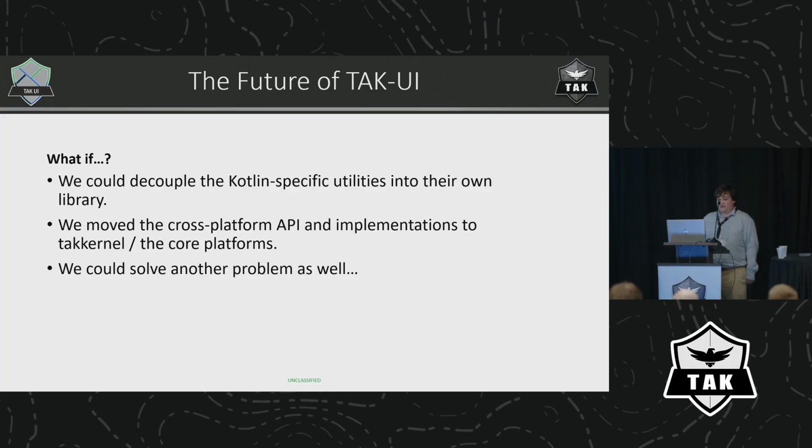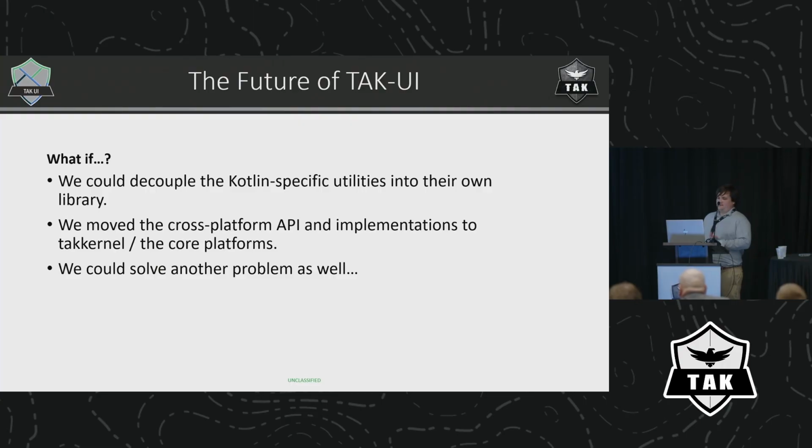Kotlin's great. I think Kotlin makes it easier to write TAK plugins, but not every team's going to be experienced with Kotlin, and maybe you have some existing code in another language that you want to reuse. I think that we should be able to do that with TAK UI, which you're not currently able to do since we're based on Kotlin Multiplatform. So, what would it look like if we separated those Kotlin utilities out and we moved that cross-platform API closer to the TAK kernel and the actual core platforms?